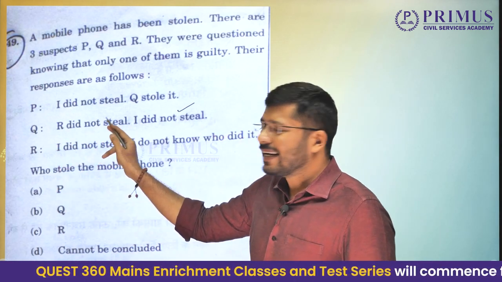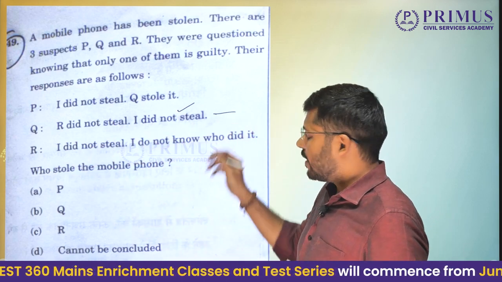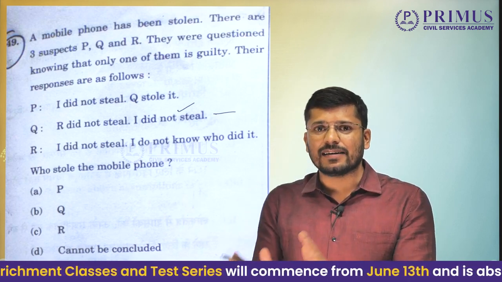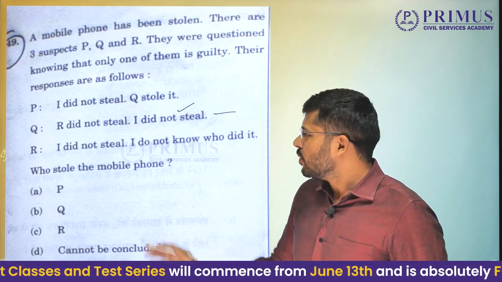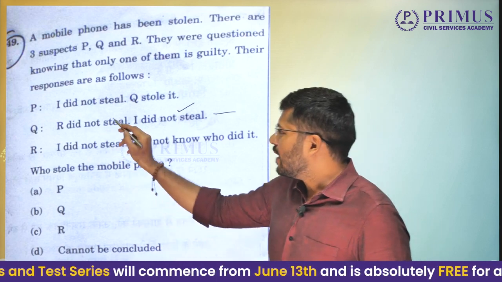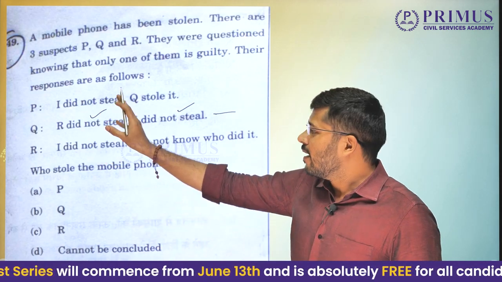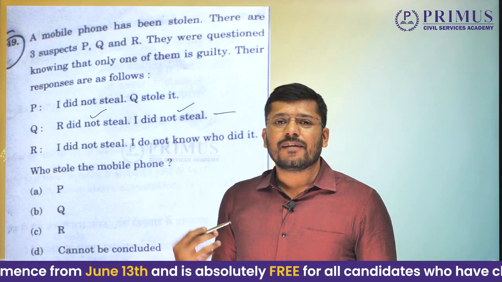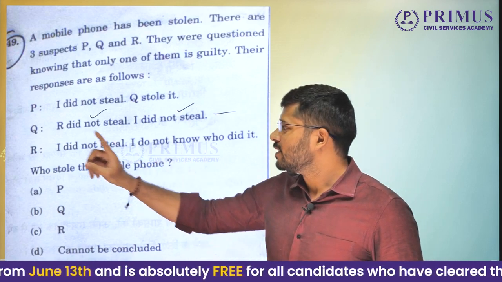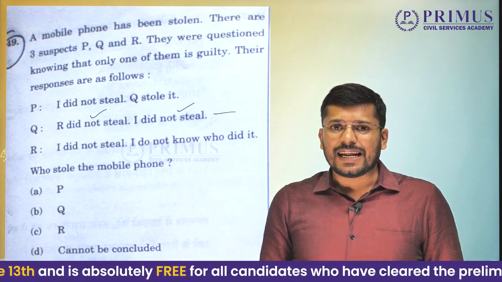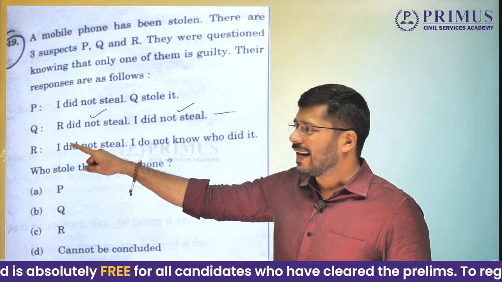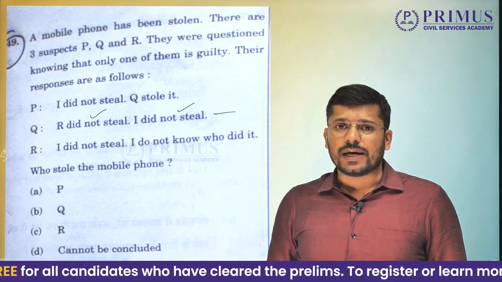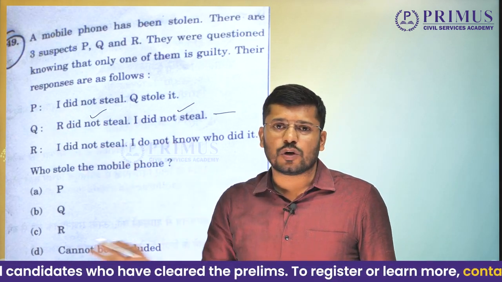When he says R did not steal, to answer this question we need to assume one thing, that the guilty person will only be lying and the non-guilty persons will be telling the truth. So when he says R did not steal, if this has to be a lie, then in reality R should have stolen it. Then our assumption is contradicted, because we began with the assumption that Q is guilty and Q is telling a lie. But if Q is telling a lie and he says R did not steal, it means that R stole it. Then our assumption got contradicted. So Q is not the guilty person.